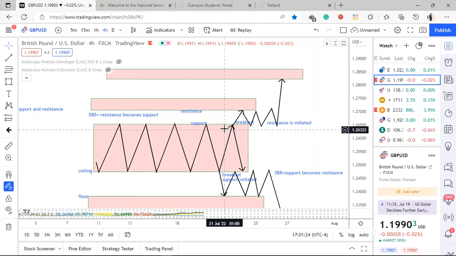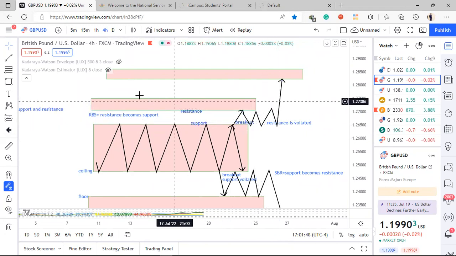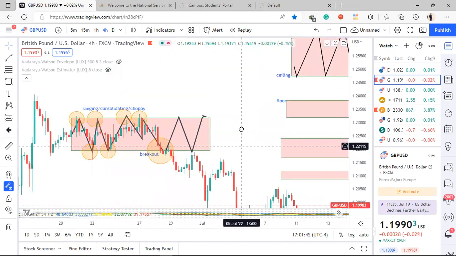So this side is no more the resistance, but it's now support. We are anticipating that when price goes and hits the new resistance and comes back here, we buy. Price goes here, you sell. Price comes back again, we buy, in that order. So you always buy at support and always sell at resistance, just like the way I have indicated it here some time ago.